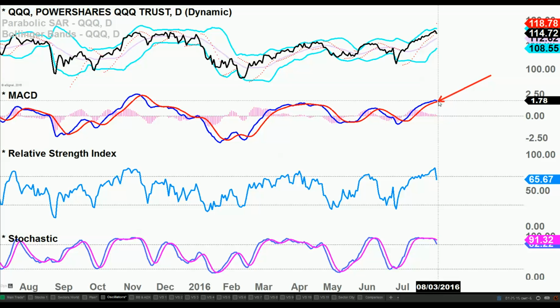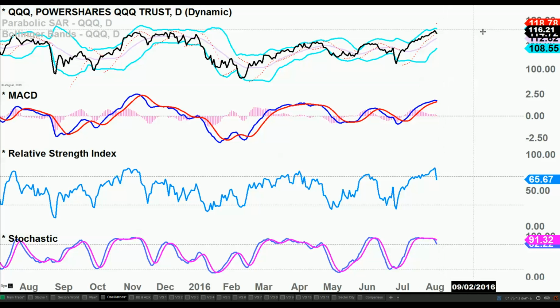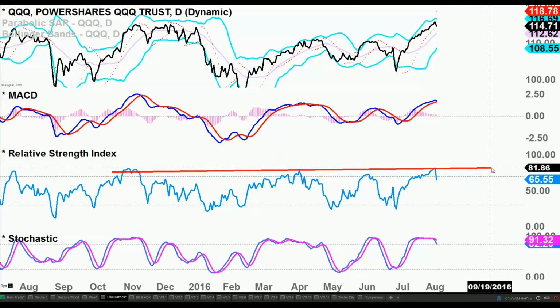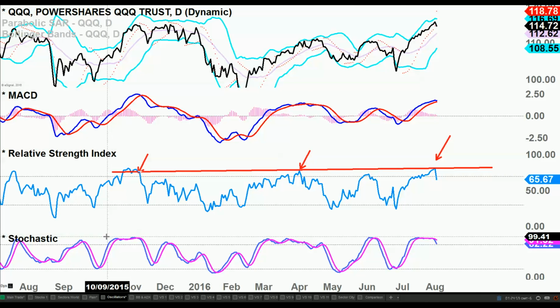MACD hasn't actually fully crossed, and the price hasn't gotten back down to the middle line on the Bollinger Bands, meaning there's still some bullish pressure there. However, we are dealing with kind of extreme overbought status on the minor term.